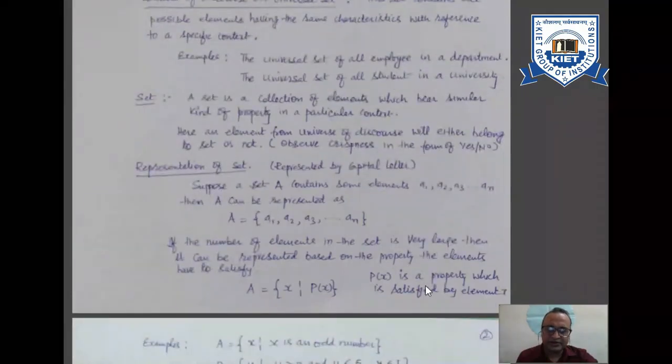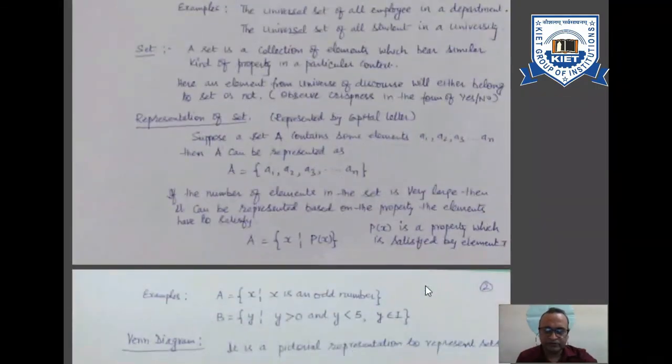And a crisp set can be represented in a variety of ways. The representation of a set is done with a capital letter. With the capital letter we denote a set, and all the elements of the set are represented by small letters. It's one way to represent a set. Say for example, it's a way to represent a set. Here we are encapsulating the different elements of the set in curly braces. It is a way to represent a set.